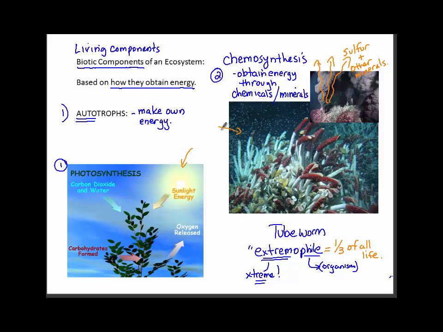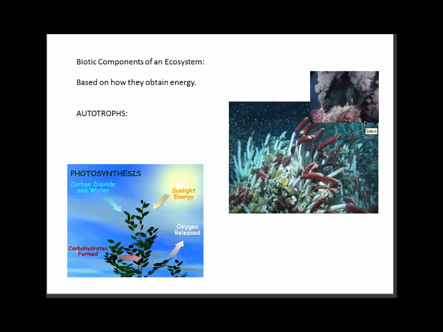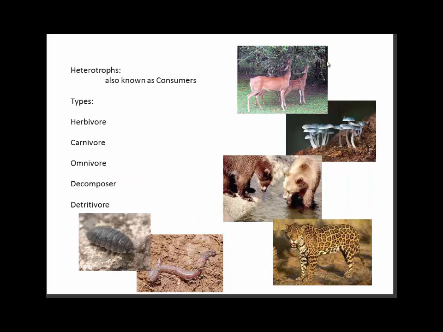So there you go, those are the autotrophs, the organisms that make their own energy. The other type of biotic component for ecosystems is your heterotrophs, those that cannot make energy on their own, so they must consume energy from somewhere else. There are all kinds of different types here. You have herbivores that eat plants to get their energy. Then you have your carnivores, which are your meat eaters. You have omnivores, which do both. They eat both plants and animals.